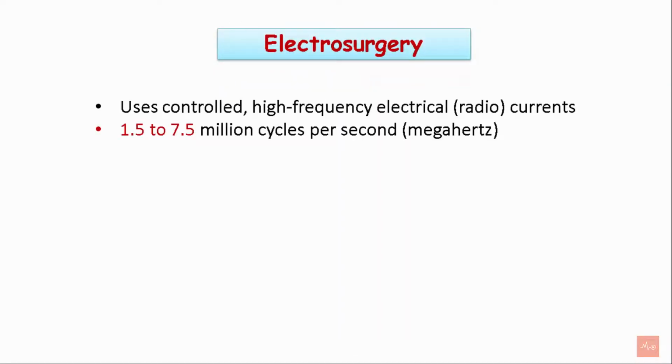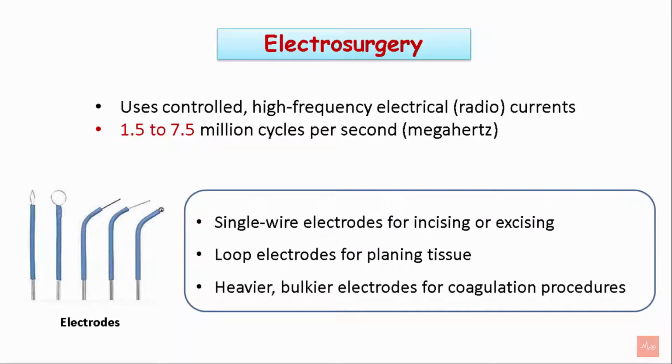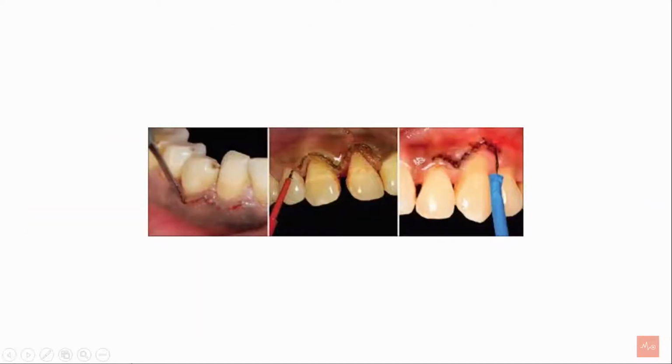Coming to electrosurgery, it uses controlled high frequency electrical currents which range from 1.5 to 7.5 million cycles per second. These are available as active electrodes. They can be a single wire electrode, which are these middle ones, used for incising or excising the tissue, the loop electrodes which are used for planing the soft tissue, and the heavier bulkier electrodes which are used for coagulation procedures. These are the clinical images of how electrosurgery cuts the tissue. The remaining portion of the tissue is removed using a curette.